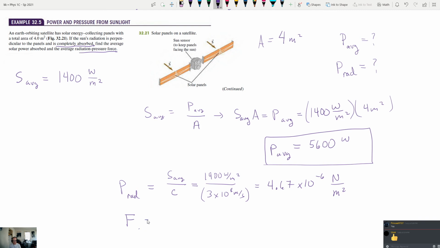So the force would be equal to the radiation pressure multiplied by the area. So it would just be 4.67 times this. If we multiply by 4, then we're going to get 1.9 times 10 to the negative 5 newtons. So this is a really small force, obviously. But one of the ways you can make the force bigger, there's really only one way, right? That's by altering the area, right?